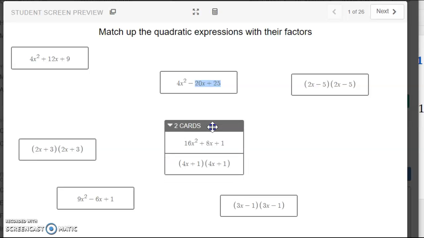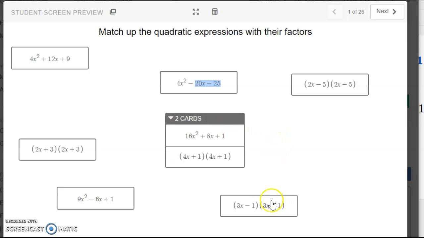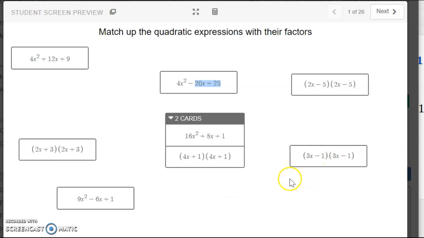Think smartly. Where you know that you can eliminate some things, you should certainly do that. Certainly, if you can factor 16x squared plus 8x plus 1 using either the area model or the grouping method, that would be great too.